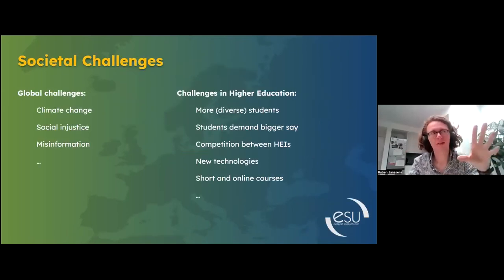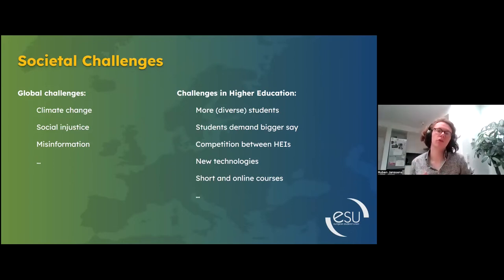But why do we need to do that? So let's go back to those societal challenges, those global challenges that we face. I heard a few, like climate change, social injustice, misinformation. There's so many more. And we need to train the students to be able to handle those challenges, because they're the ones that will have to do it. Well, we're the ones that will have to do that in the future.